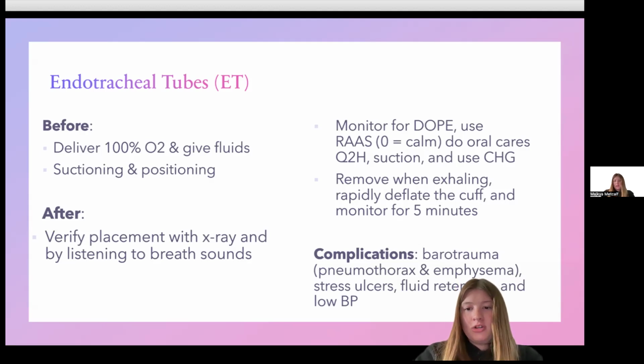Complications of ET tubes include barotrauma, such as a pneumothorax or subcutaneous emphysema, stress ulcers, fluid retention, and then low blood pressure or hypotension.